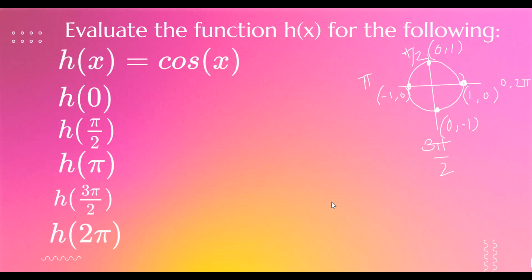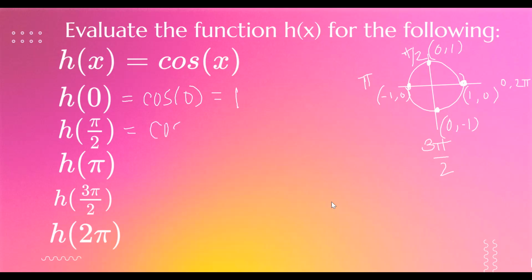So h of 0 is basically asking, if the input is 0, what's the output? So what is the output of cosine of 0? And remember, x is cosine, y is sine. So we're going to look at the x coordinate. So cosine of 0 is 1.